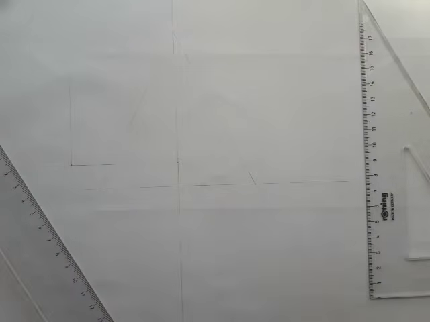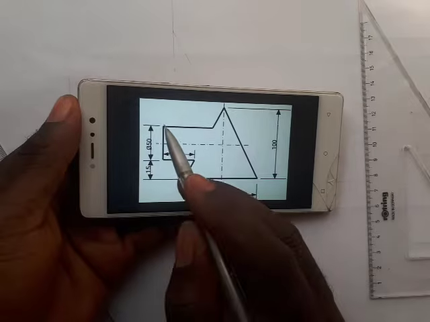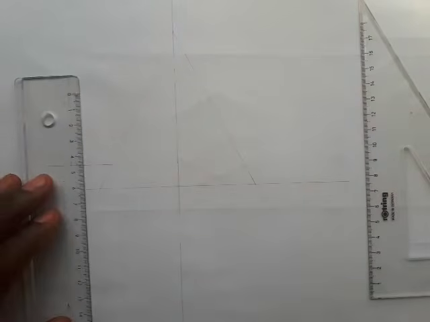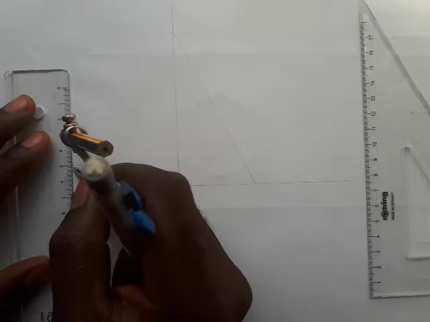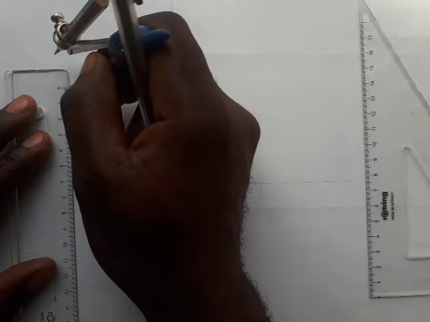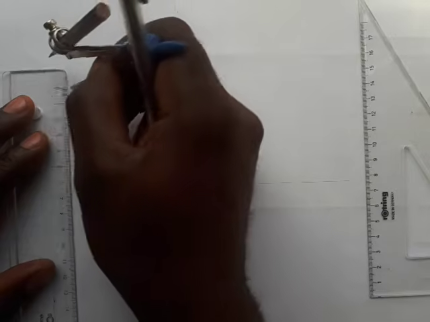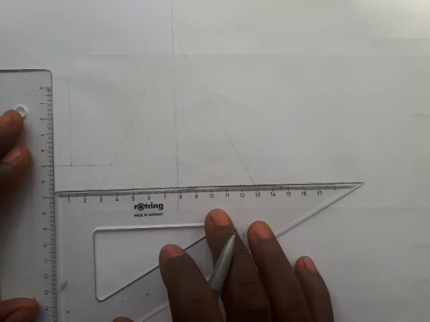Now we're told that this height here is 50. That's the diameter here. So I'm going to measure 50 from here. This is 50, this is 5, and this is 0. Remember, this is 50. Now I'm going to transfer lines from here.